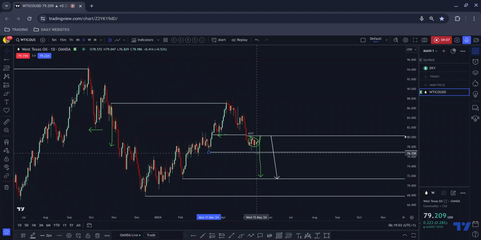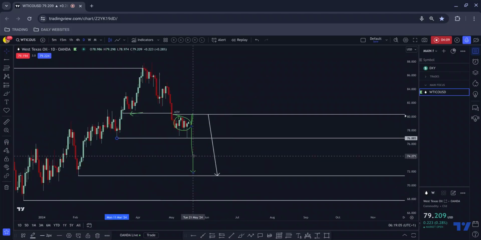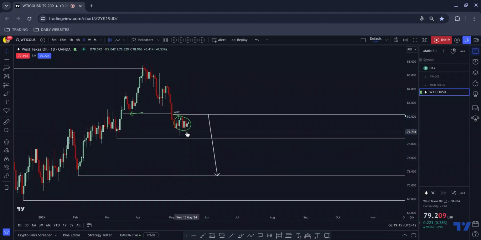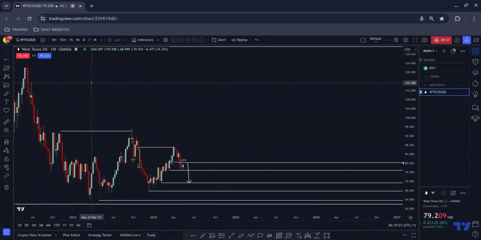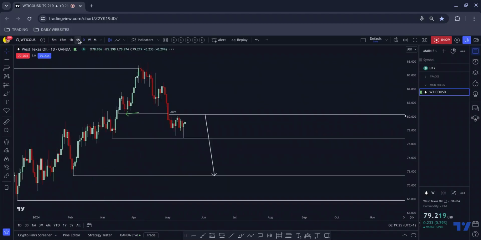You can see yesterday we did tap into the area, but we wicked to it and not through it. Typically speaking, when that happens on the higher time frame, these wicks get filled, so that adds more weight to the short position, which I'd be looking for. I don't think this holds much weight anyway. But regardless, we have wicked to that area and not through it.